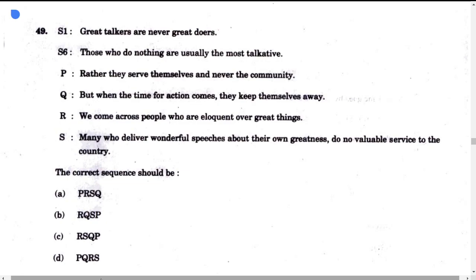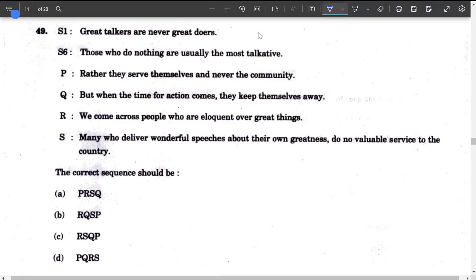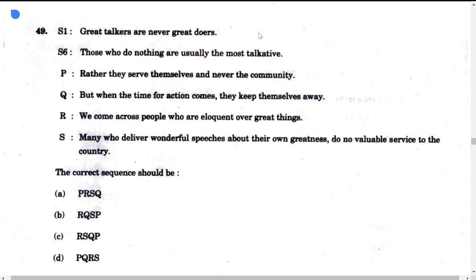Great talkers are never great doers. Why is it said in such a way? Great talkers are never great doers, but when the time comes for action, they keep themselves away. No, cannot be used. Rather they serve. We come across people who are eloquent over great things, but when the time for the action comes, they keep themselves away. So we can connect with R and Q. Check for RQ combination. RQ here. Let us check for SP also.